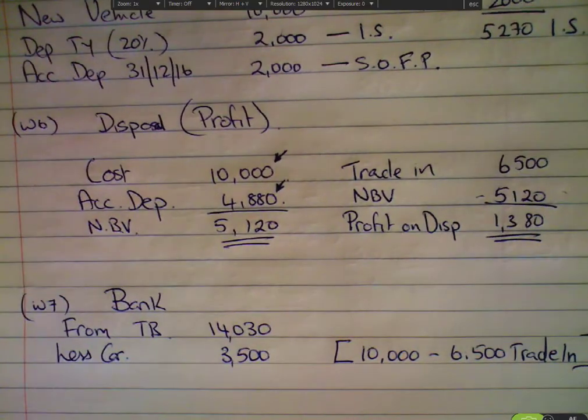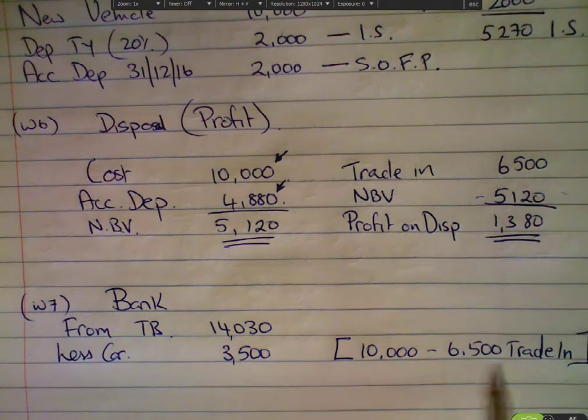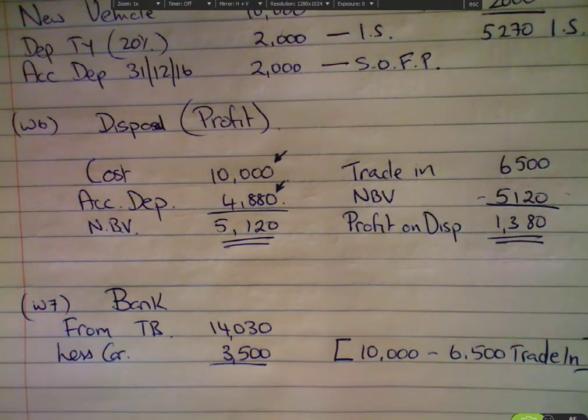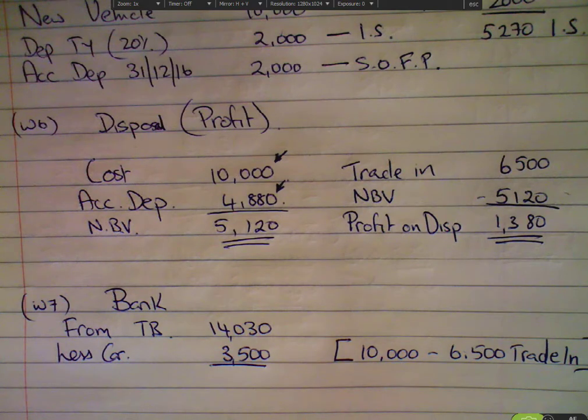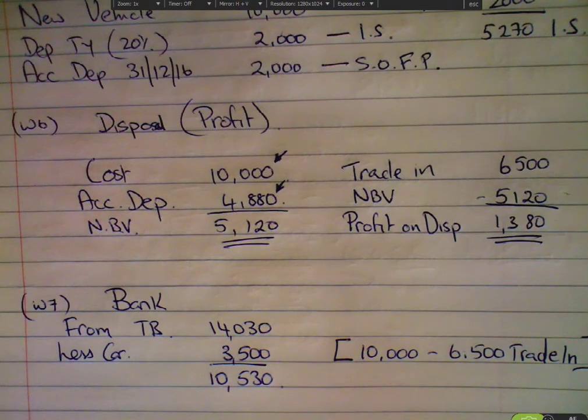So in the bank, you were told that none of those items that related to the car had been taken into account. So therefore we've got the bank from the trial balance of 14030, less the car payment of 3,500, which is 10,000 in total for the car minus the trade-in, so 3,500. That's the amount that we're going to pay out of our bank, 14030 minus 3500. So we should have 10,530 as the balance on our bank account. That's what we're saying that the balance on our bank account is going to be.